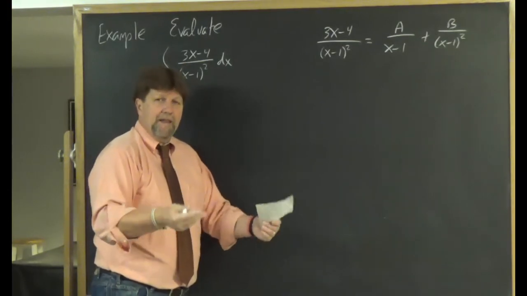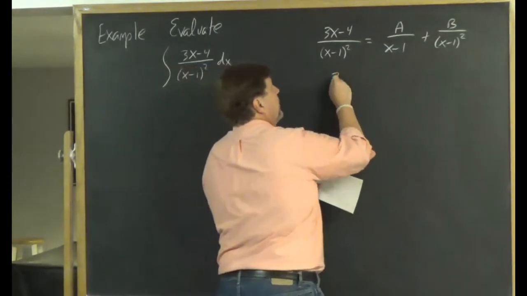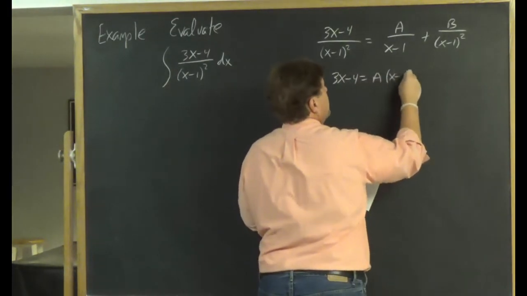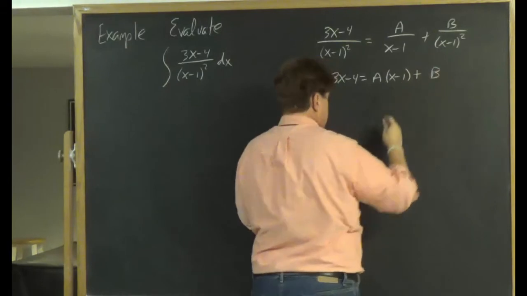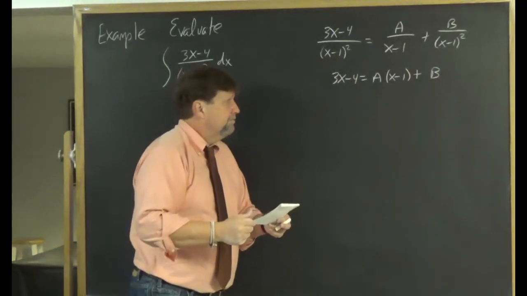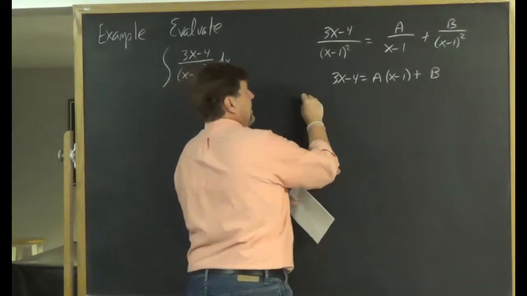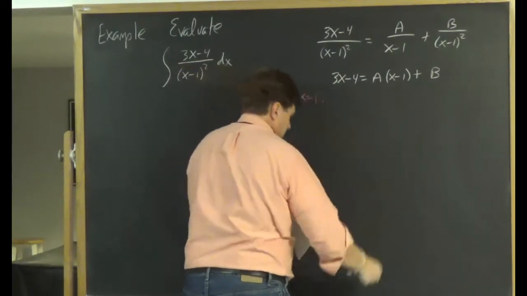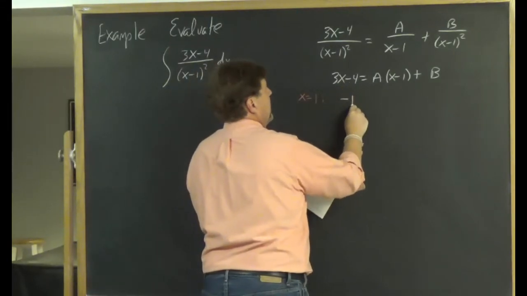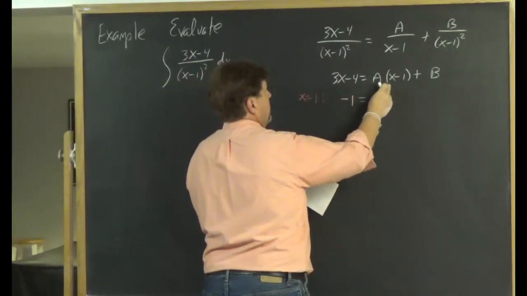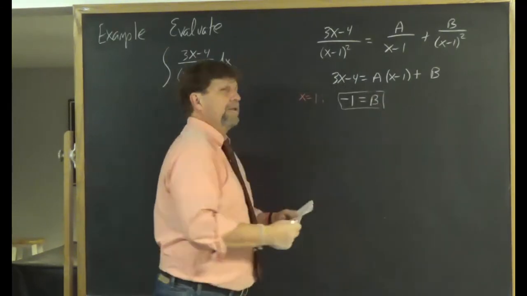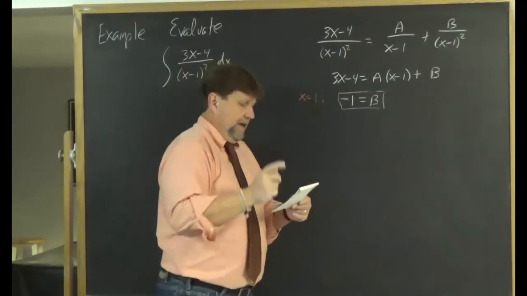Multiply both sides by the LCD to give you 3x minus 4 equals a times x minus 1 plus b. Pick a convenient value. I think x equals 1 is a convenient value. So when you pick x equals 1, you get negative 1 equals b. That was about as convenient as it gets.